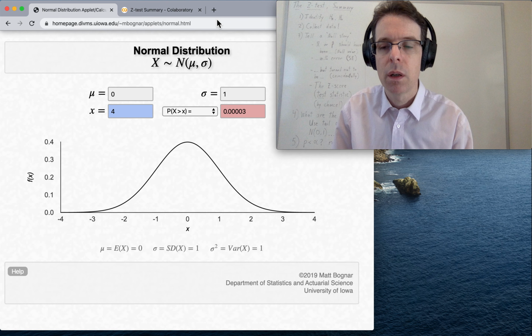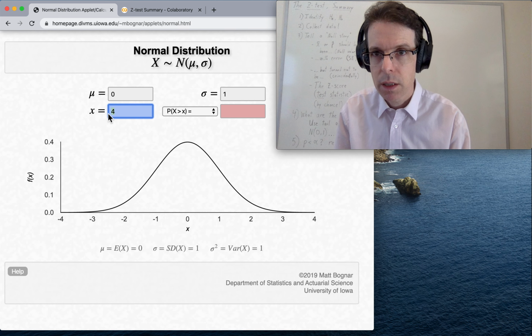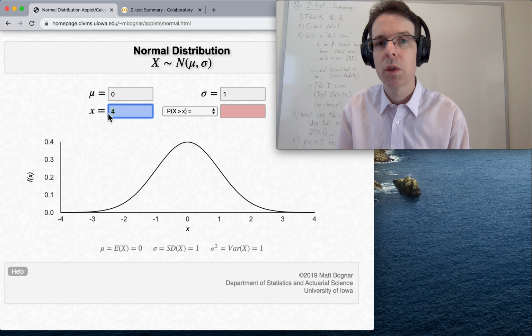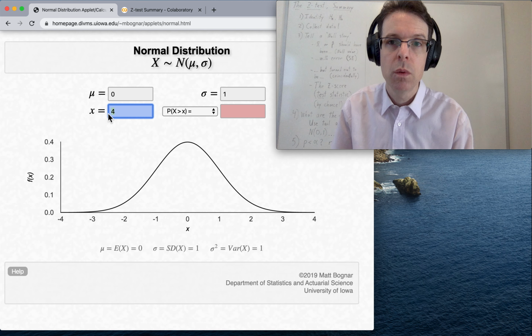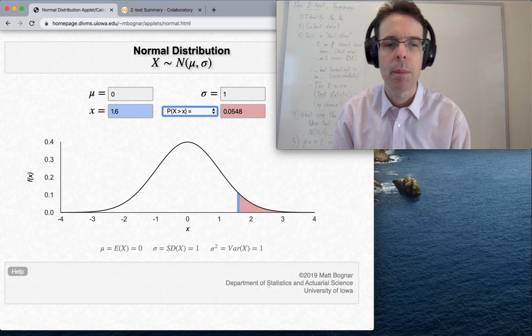This is an applet that allows you to plug in your z-score. Here it's referred to as x. It allows you to plug in the test statistic x into the normal distribution, and then it tells you how big the tail is. So let's plug in 1.6 here and see what happens.